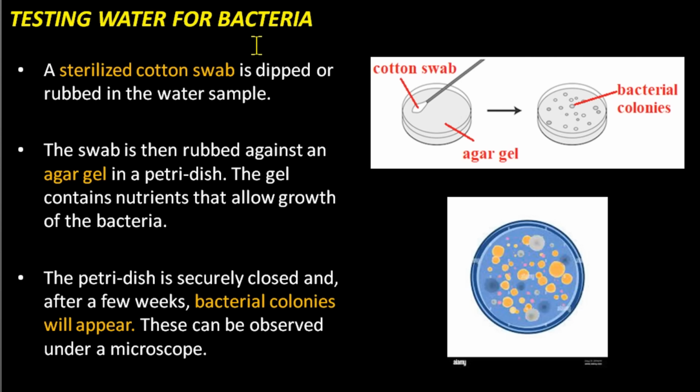How do we test water for bacteria? Well, first we have a sterilized cotton swab, and this will be dipped in the water sample or whatever sample you're testing for. The swab is then rubbed against some agar gel, and it typically is rubbed side to side or in just small little deposits. This agar gel contains nutrients, like glucose and proteins, that allow growth of the bacteria. You seal the petri dish, so it's securely closed, and after a few weeks, bacterial colonies, like little spots, are going to appear, and then you could observe these under a microscope to see exactly what is what.